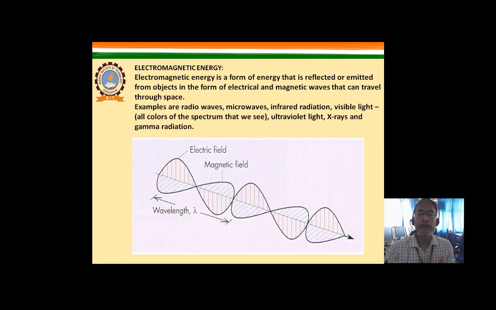So the electric field and the magnetic field are perpendicular to the propagation. The electric field and magnetic field vibrate perpendicular to each other, and they are also perpendicular to the direction of propagation.